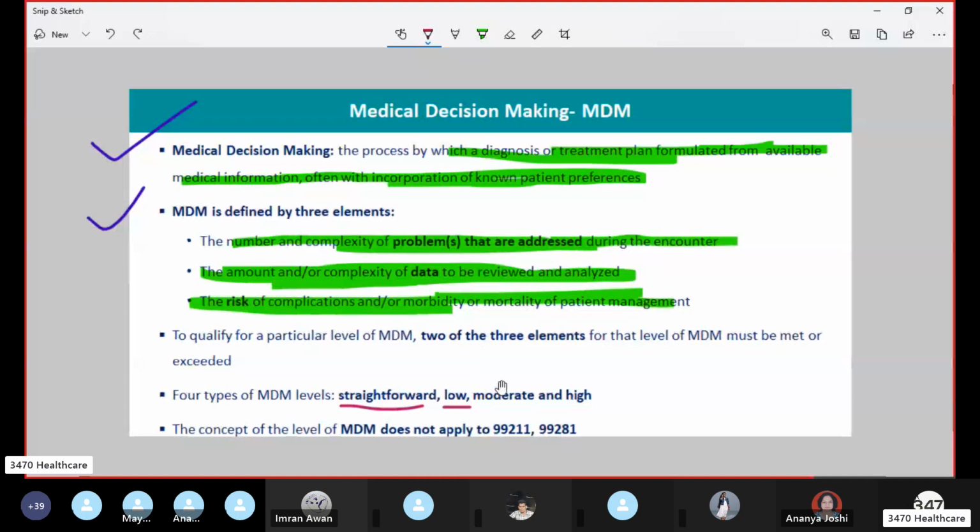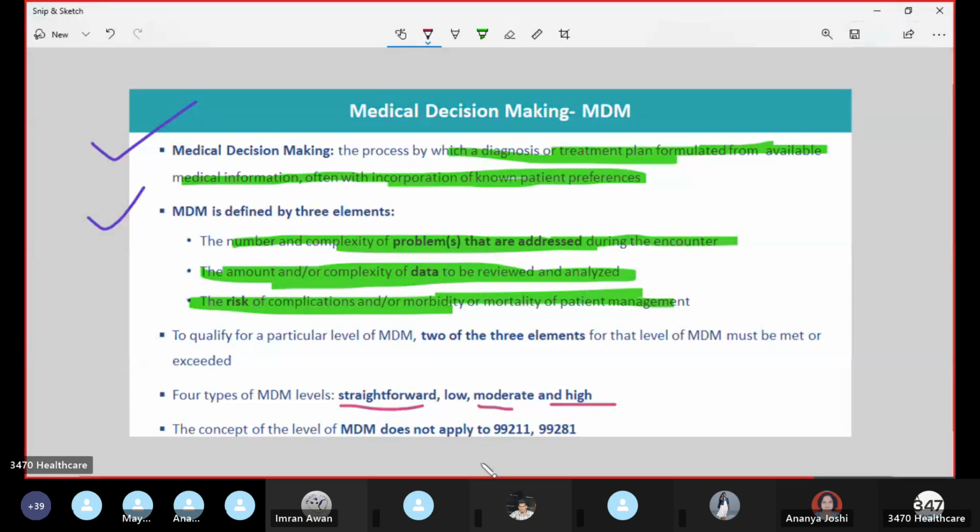Suppose straightforward, moderate, high. Now, straightforward, moderate, high. Moderate. Yes. Moderate. Good.